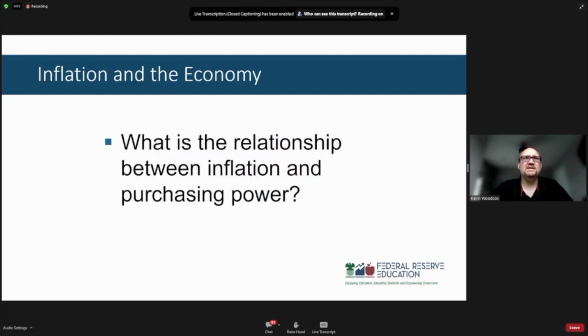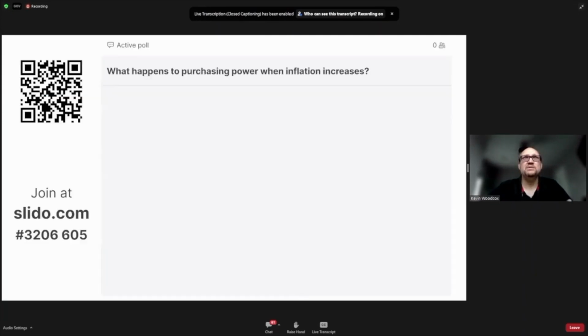So first thing I want to look at when we talk about those relationships is, what is the relationship that exists between inflation and purchasing power? So this is a question you would pose to your students, and I'm posing it to you right now. So what happens to your purchasing power when inflation increases?